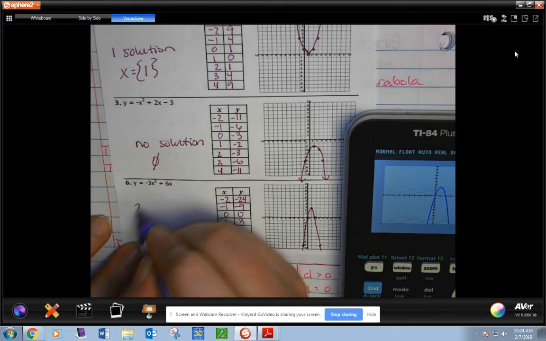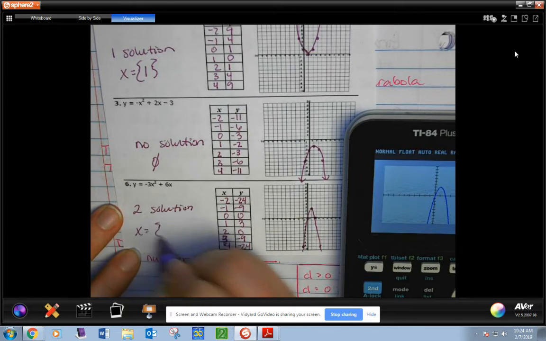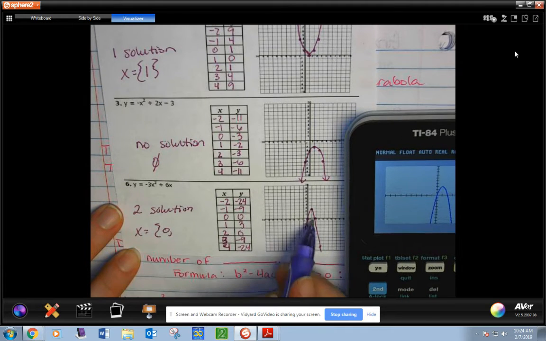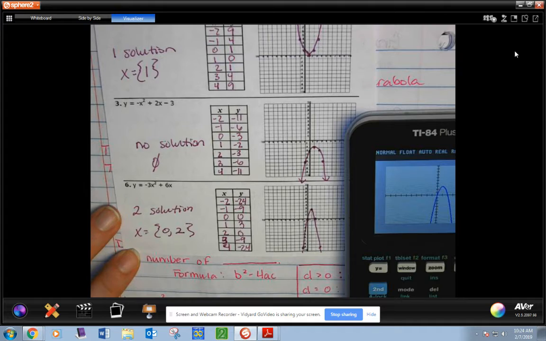So this one has 2 solutions, and it's x equals, and we go in numerical order. So the first one's crossing at 0, and the second one's crossing at 2. So 0 and 2. Okay, we're going to paste this in a minute.